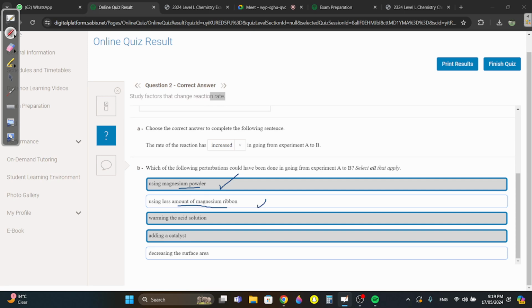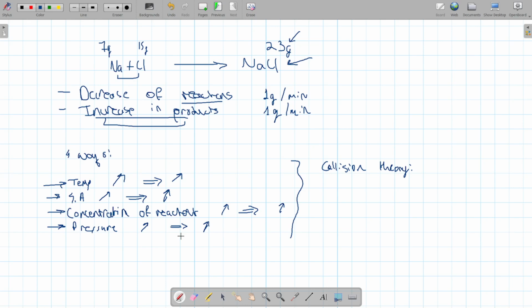Using less magnesium ribbon, obviously not. If we use less, then it's going to be slower. Warming the acid solution, yes, that means they're increasing the temperature. Adding a catalyst, I forgot to mention the catalyst. Also, you could add a catalyst.